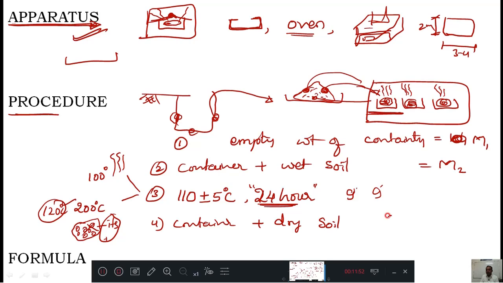Container plus dry soil, you will measure and call that M3. Now you know M1, M2 and M3. By using these M1, M2, M3 you can calculate water content. Next, what is the formula?